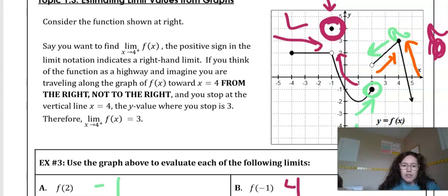Negative 4. So, looking here, now you'll notice this one comes up in the question. If you think the function is a highway and the image is traveling from left to right, x equals 4 from the right, not to the right. When you stop, okay, so it's approaching here. I have no marker.